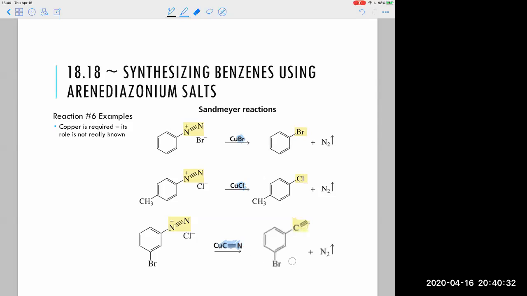This is a good way to put a nitrile group on your benzene ring, right? So just to clarify the grand scheme of things: before, we learned about how we add electrophiles to our benzene ring, and these are all about how we substitute on nucleophiles.